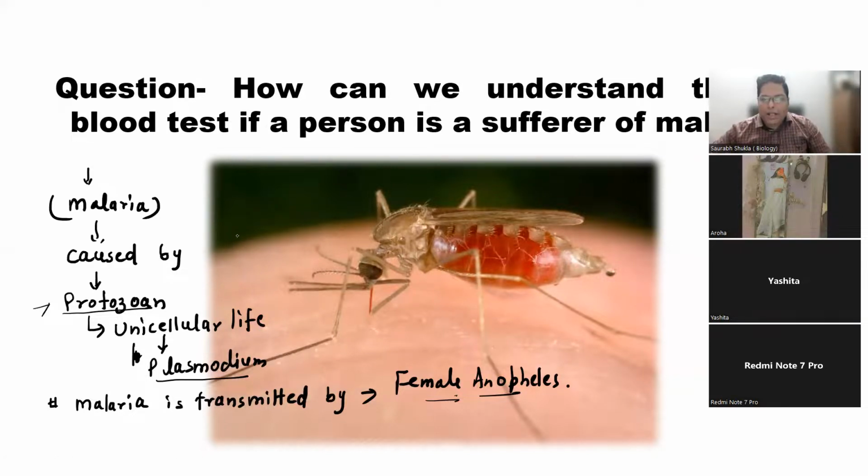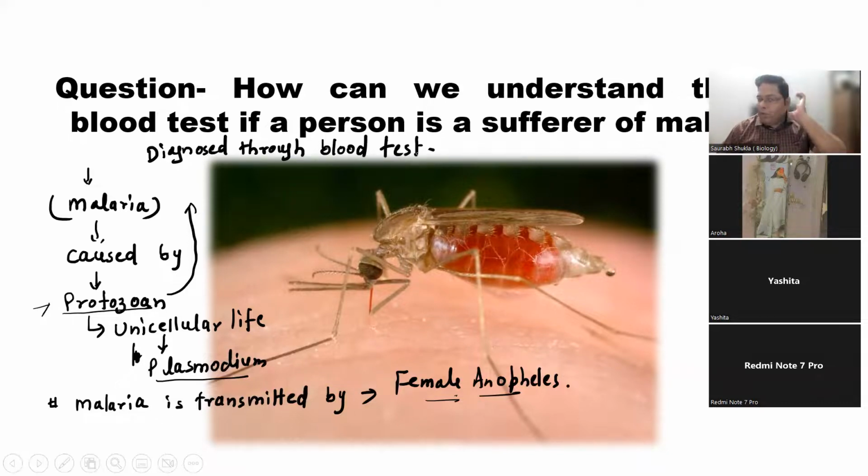So, malaria is caused by protozoan, and there is a particular reason why Saurabh sir is discussing this. The reason is that the protozoan will be diagnosed through a blood test. It will be detected through a blood test. We can detect the presence of this protozoan through a blood test. Right, students? Yes or no? You can ask, sir, why are we discussing this question in terms of blood test?